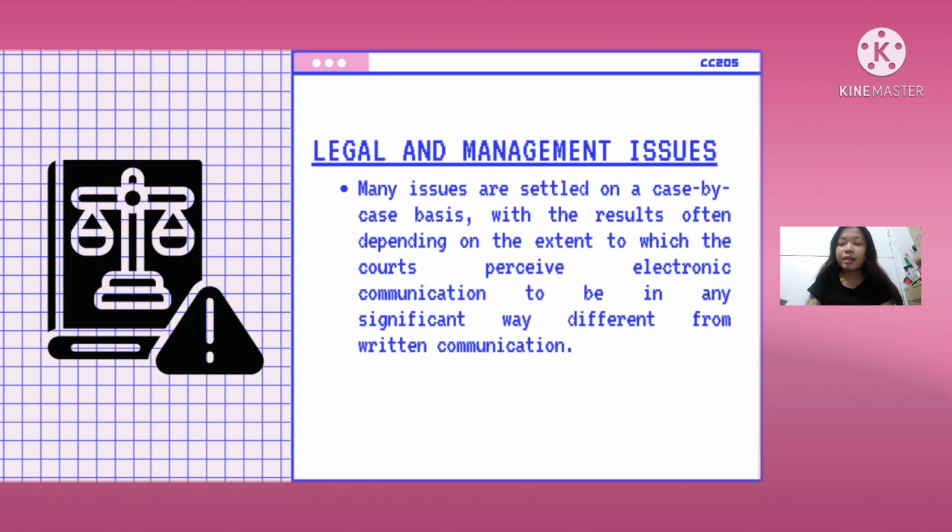Next is legal and management issues. Many issues are settled on a case-by-case basis, with the results often depending on the extent to which the courts perceive electronic communication to be in any significant way different from written communication. Perception change from one case to another. Grabe no, even legal and management issues we are now able to settle it online with the use of technology.